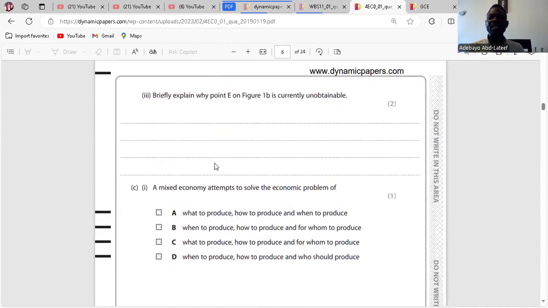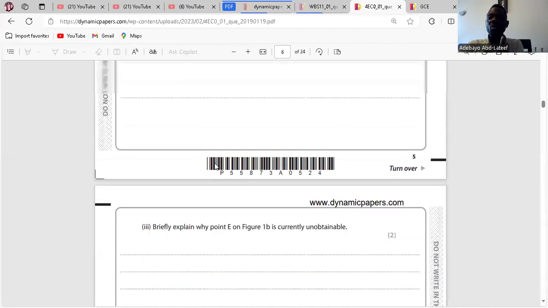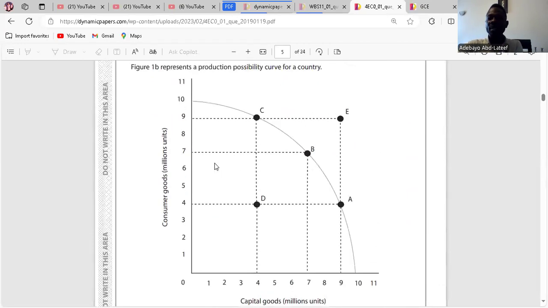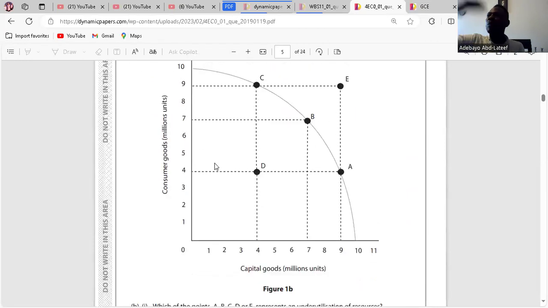Briefly explain why point E on figure 1B is currently unobtainable or unattainable. Point E is unattainable because the PPC shows the combination of goods that can be produced within a given economy. And when you look at point E, it is outside the PPC curve. So there are no resources to produce at that point. So that means it is not attainable.